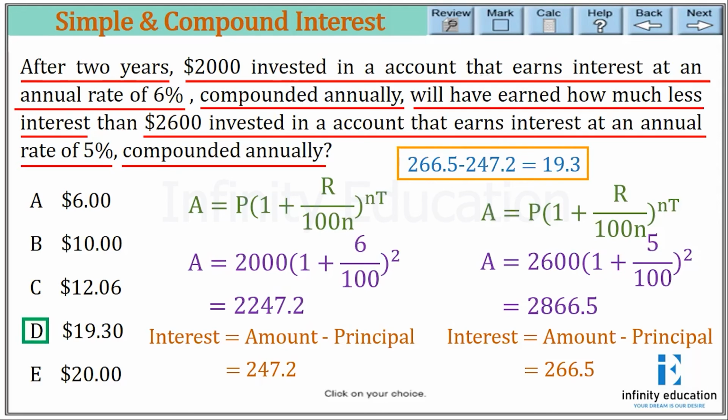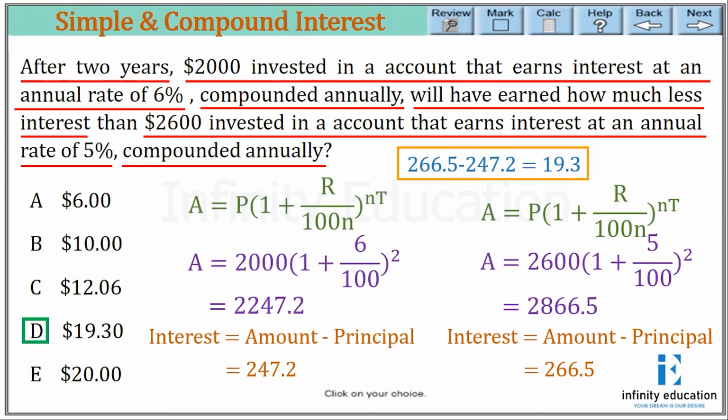So the calculation in this question is very easy. You have to understand the crux of the question, or what the question is trying to say: two different accounts with two different principals with two different rates of interest, but the time period is the same, that is 2 years. So the question is how much more one interest amount is than the other. I hope the question is clear to you.